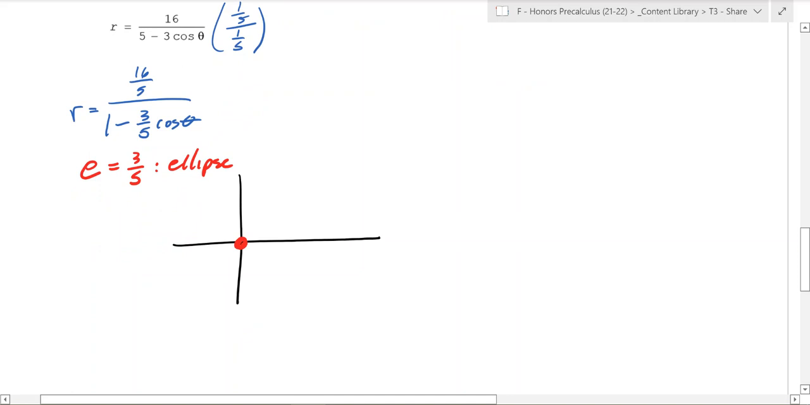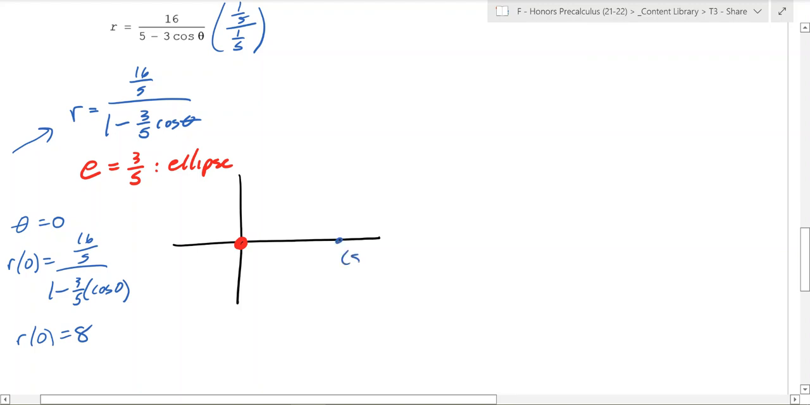So for example, when theta is equal to 0, we're plugging in 0 for theta right here. When theta is equal to 0, it's 16/5 over 1 minus 3/5 times cosine of 0. When you do this out, or you can do the original one too, it doesn't really matter. You can plug it in up here. You end up with r, when theta is 0, is equal to 8. So what that means is out here, there's a point at 8, 0 in Cartesian land.